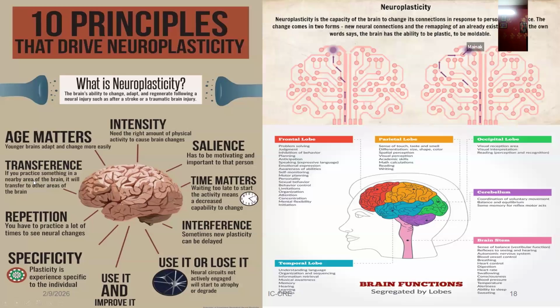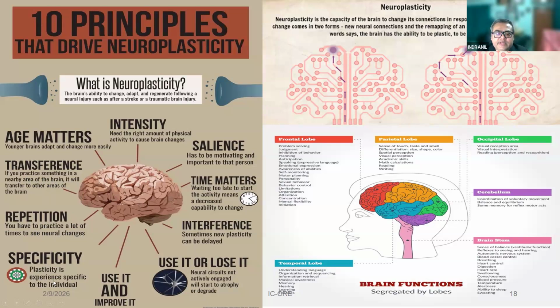Transference is a very important part. If you practice something in a nearby area of the brain, it will transfer to other areas. It is one type of cross-modal plasticity. Even a blind person or a hearing impaired person is more dependent on their other senses, like vision. Repetition: you have to practice many times to see neural changes. Repetition means rehearsal. The brain adapts to the stimulus when you rehearse more, so it goes to long-term memory.